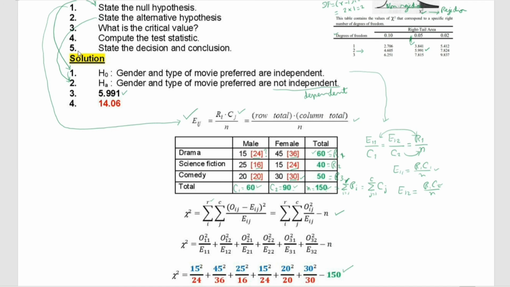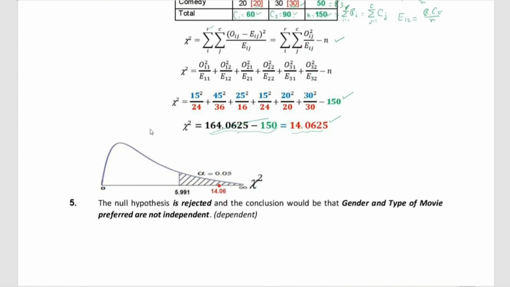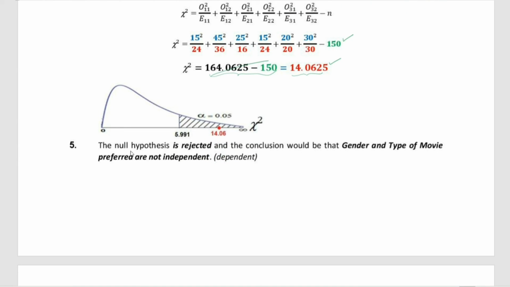Now, the last question, question number 5. State the decision and conclusion. As the rejection region is on the right of 5.991, and as the test statistic 14.06 is on the right of the critical value, reject H0. Formally the null hypothesis is rejected, and after that, write the conclusion about HA, whether HA is true or not. HA is that gender and type of movie preferred are dependent or related.